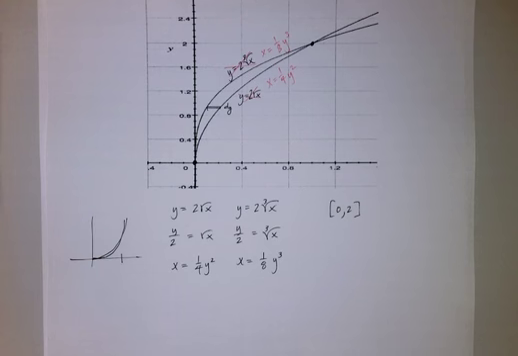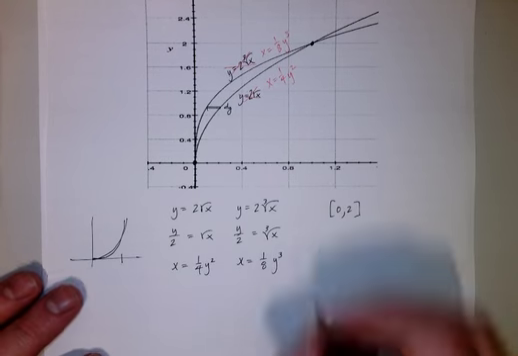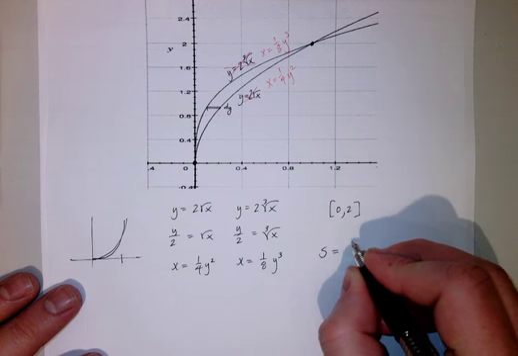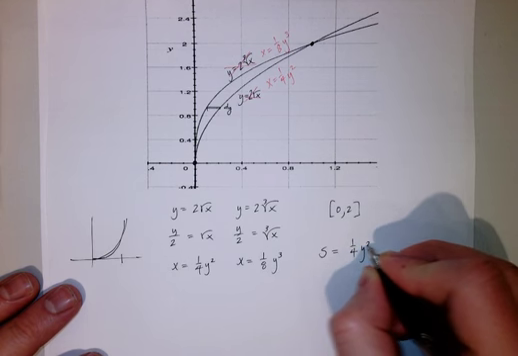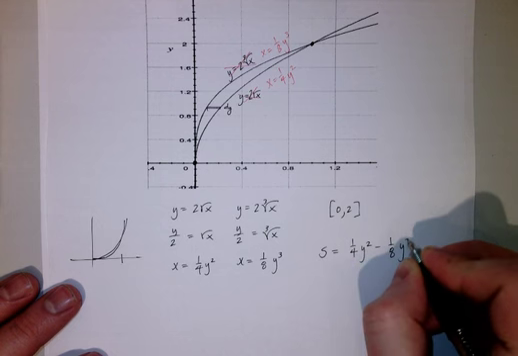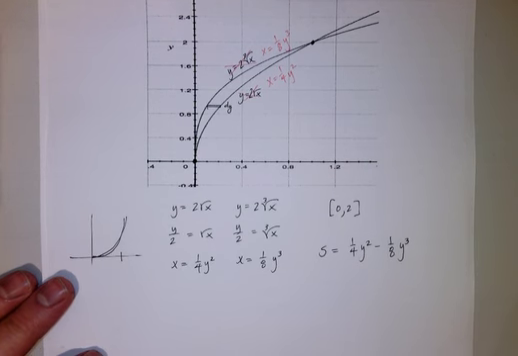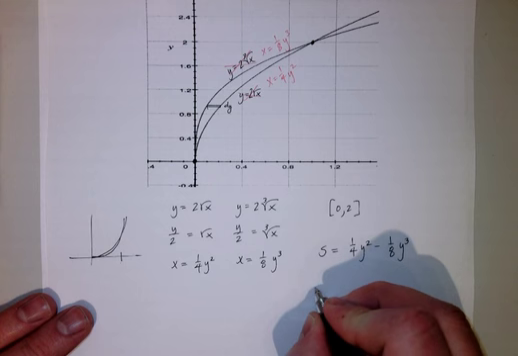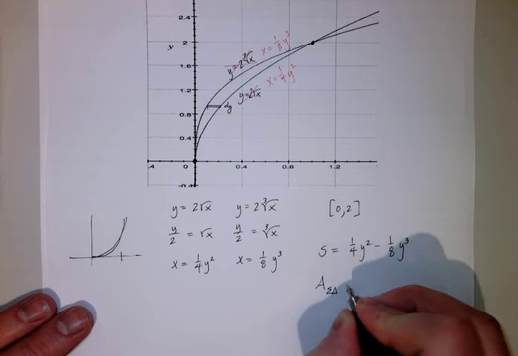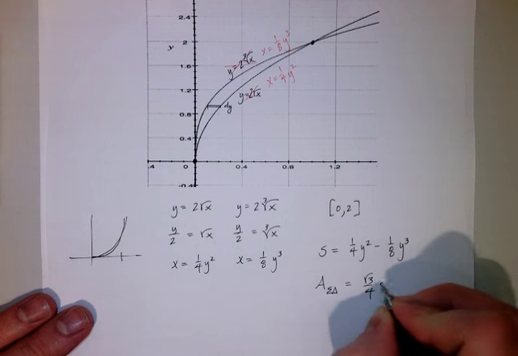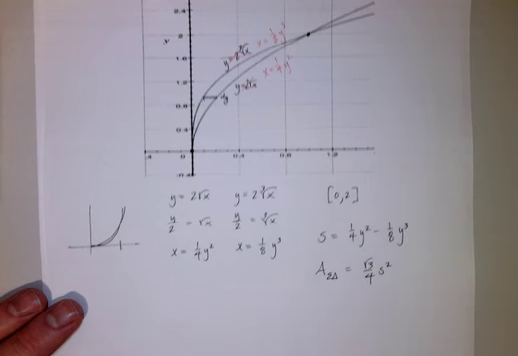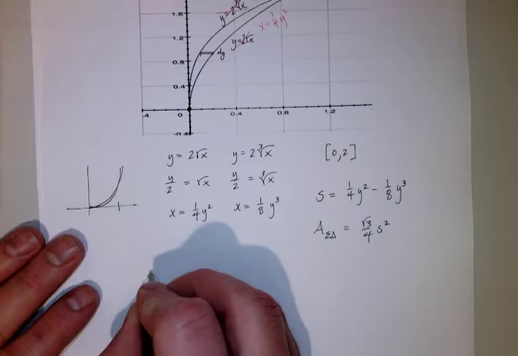Now remember, when you're dealing with respect to y, it's the more positive one minus the more negative one. We're no longer dealing with top minus bottom. We're dealing with right minus left. So my s is going to be 1/4 y squared minus 1/8 y cubed. Now I'm dealing with equilateral triangles, and so I know that my area of equilateral triangles is √3/4 s squared, and now I have everything that I need in order to integrate.